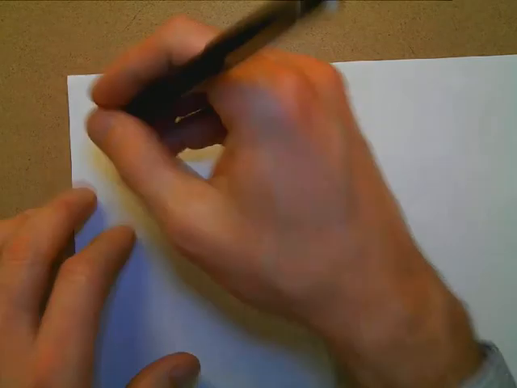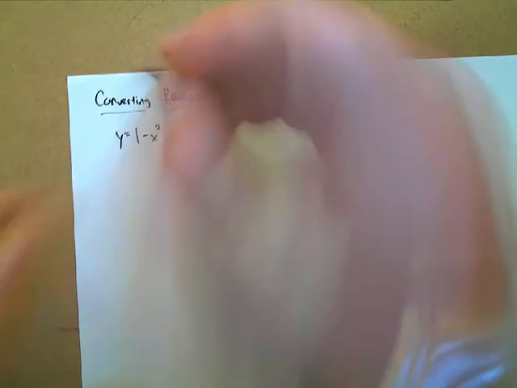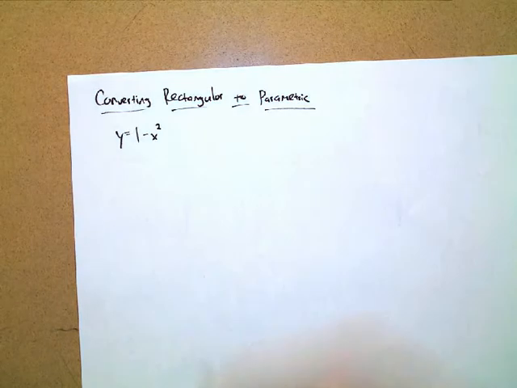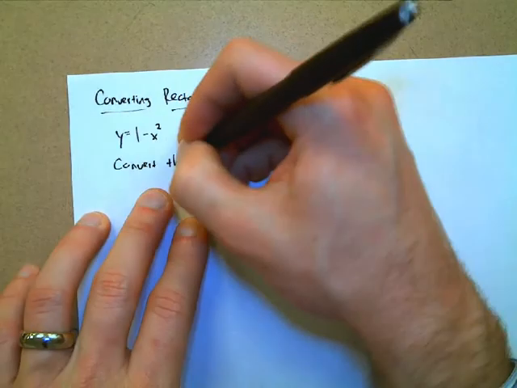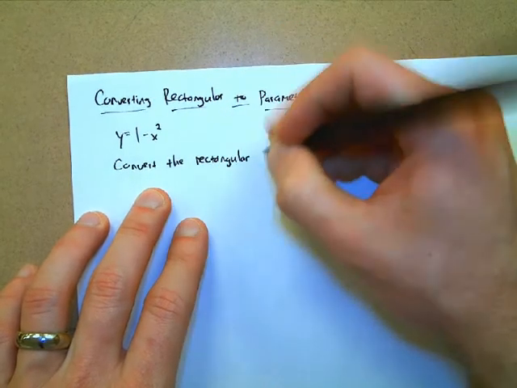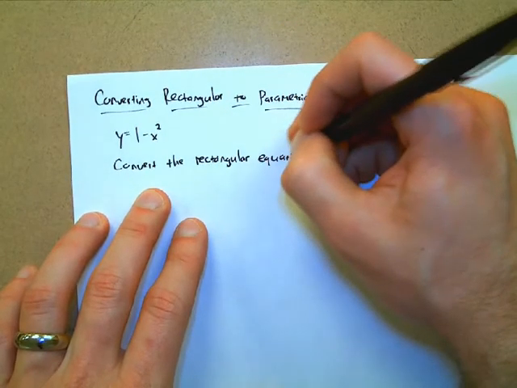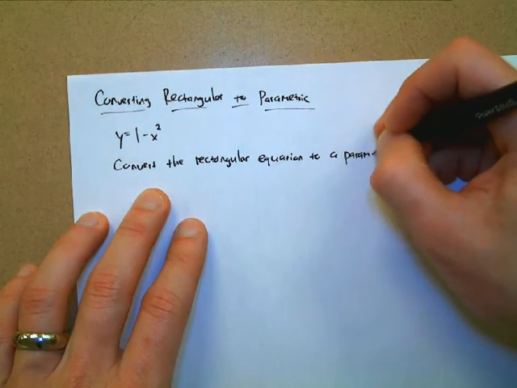the rectangular equation to a parametric system using a given parameter. Okay, so here's the trick. When it comes to converting rectangular to parametric, all right, we must be given additional information. So right now, we don't have enough information to convert from rectangular to parametric. Or I should say we do have enough information, but we have too many options available to us.